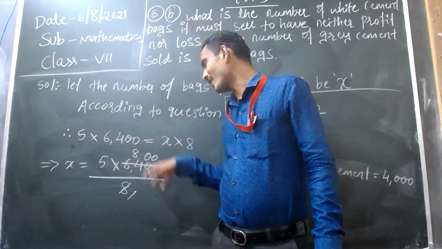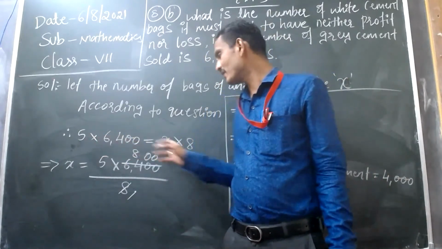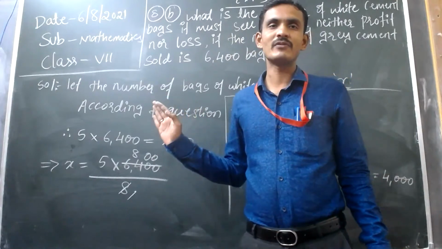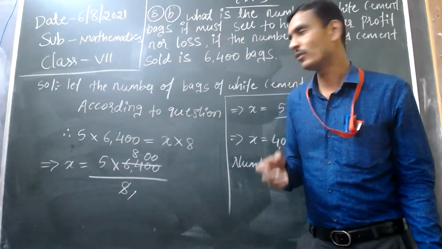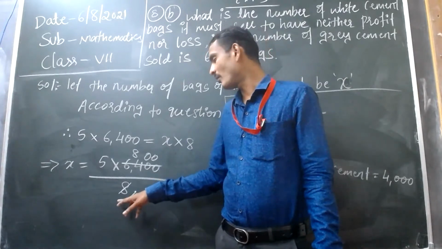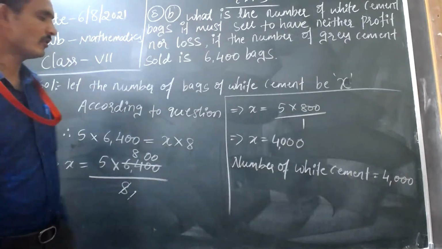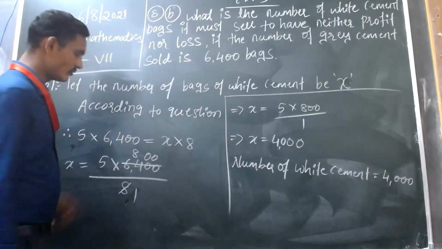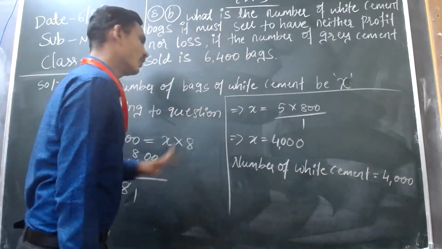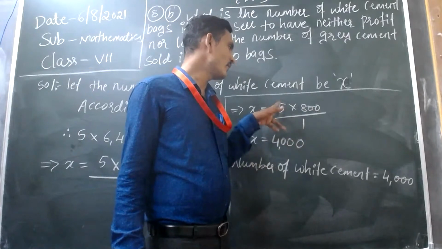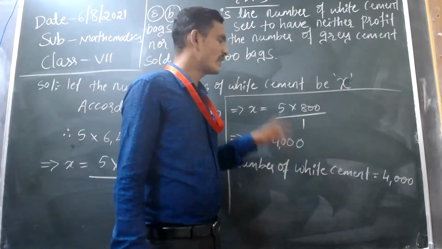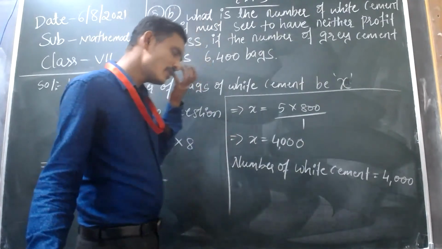I will write 5 into 6,400 divided by 8. When it goes to the other side, multiplication becomes division, just as plus becomes minus and minus becomes plus, as you already know. 8 ones are 8, 8 eights are 64, and the two zeros are considered as it is. Now X is equal to 5 into 800 divided by 1. 5 zeros are 0, 5 zeros are 0, 5 eights are 40. X is the number of white cement bags, so the number of white cement bags is 4,000 bags.